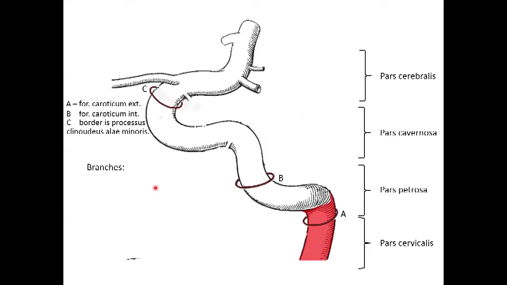The first branches we can find only in pars petrosa. So I colorize pars petrosa, and the first small branch, number 1, is designated as rami caroticotympanici. Rami caroticotympanici.